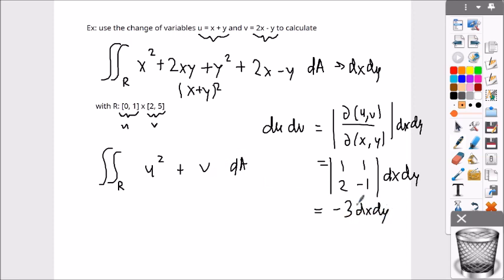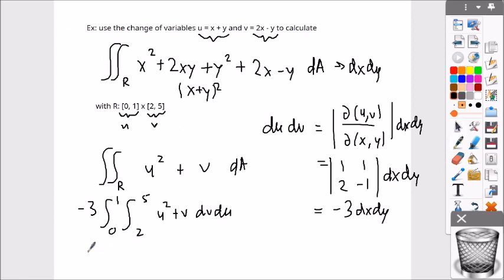So since this is a constant, it's very easy. We can just take it out of the integral. So what will happen is we'll have negative 3 times the double integral from 0 to 1, and I'm going to go 2 to 5. Even though 0 is the easiest first, I'm just going to do it last. And then I'll do dv first and du. These are the v coordinates. These are the u coordinates.